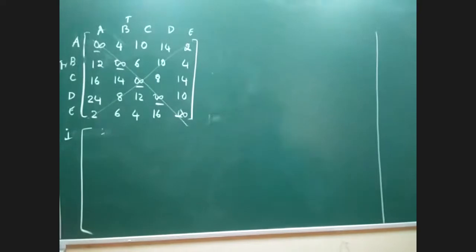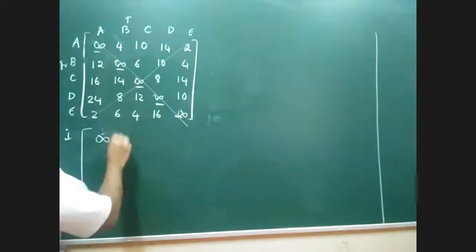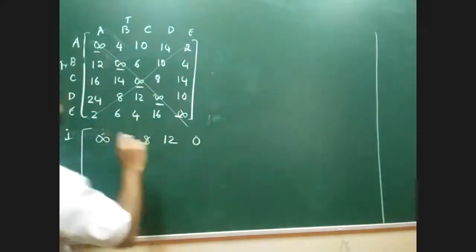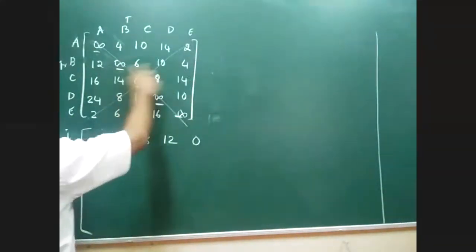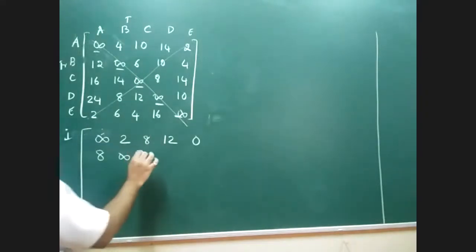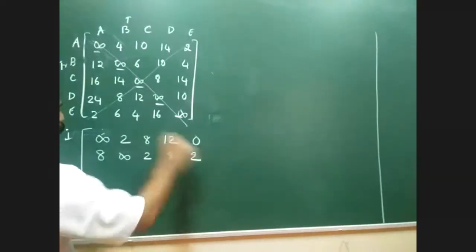So let's start. In the first row, obviously the lowest value is 2. Infinity will not do anything. This becomes 2, 8, 12, and 0. Come back to the second row. In the second row, the lowest value is 4. So the 8 and infinity will remain as they are, and this will be 2, this will be 8, 6, and this will be 3.